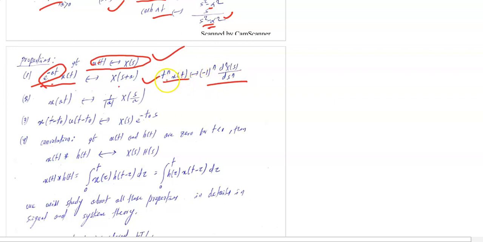So t to the power n: whenever you have a signal x of t which has a Laplace transform X of s, when you multiply by t to the power n, it becomes minus 1 to the power n times the nth derivative of the Laplace transform of the signal. So you can easily check.